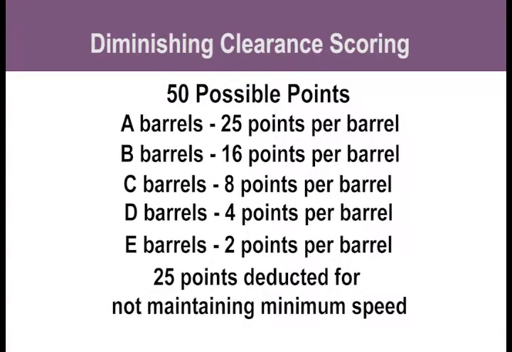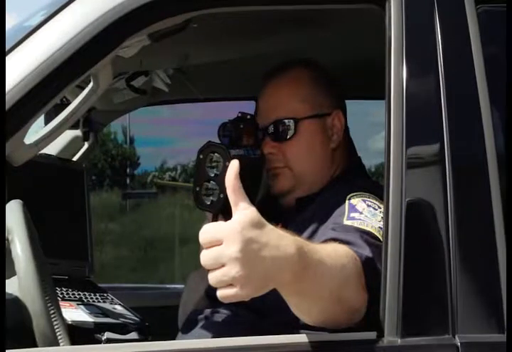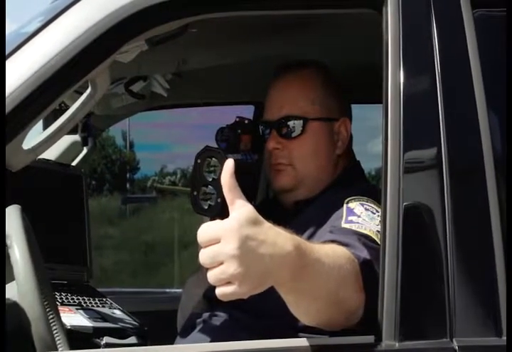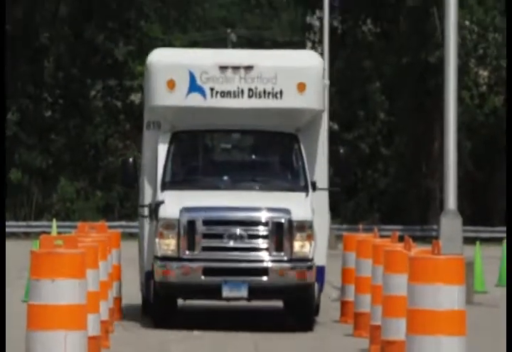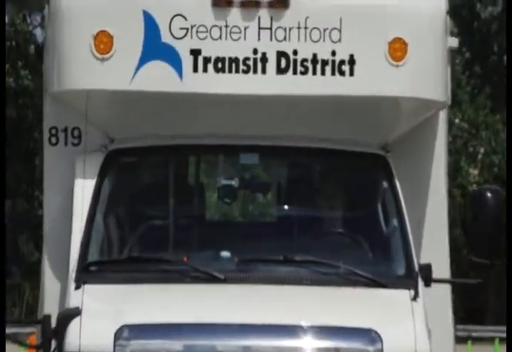If the contestant does not maintain a minimum speed of 20 miles per hour, 25 points are deducted. The police officer will give a thumbs up if the 20 miles per hour is maintained, so that the judge can score the attempt correctly. If the contestant does not complete the obstacle as designed, 50 points are deducted.